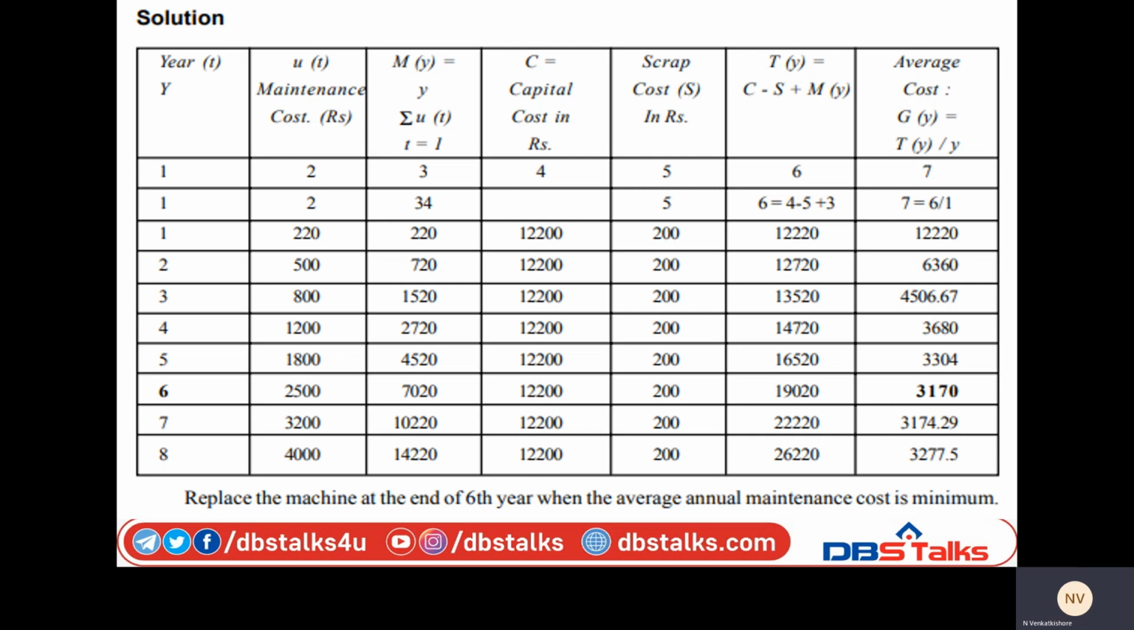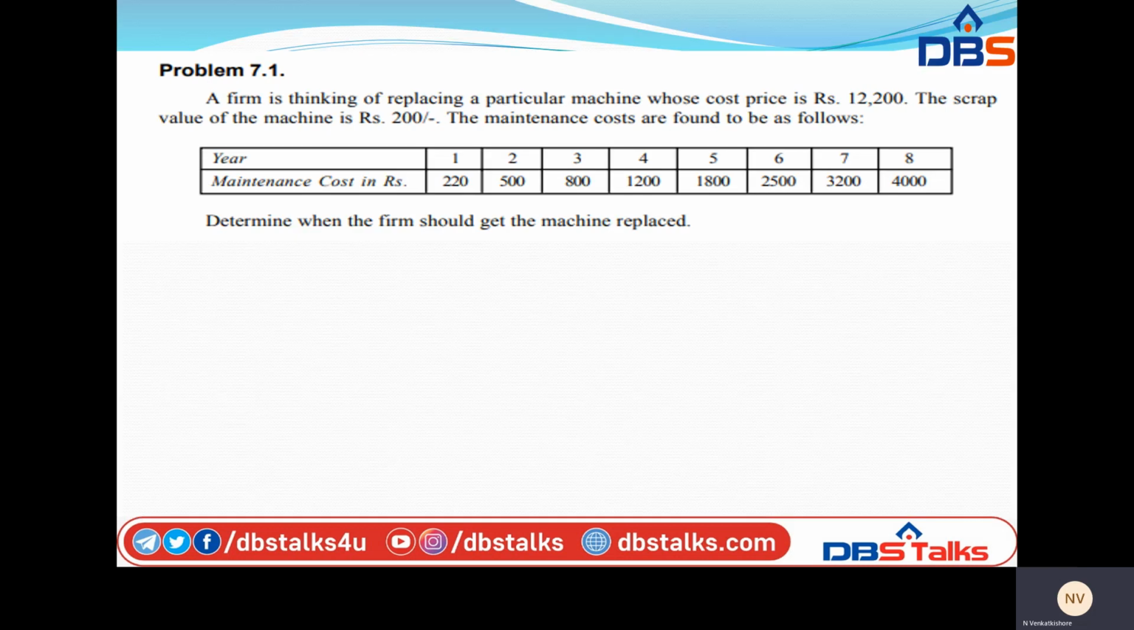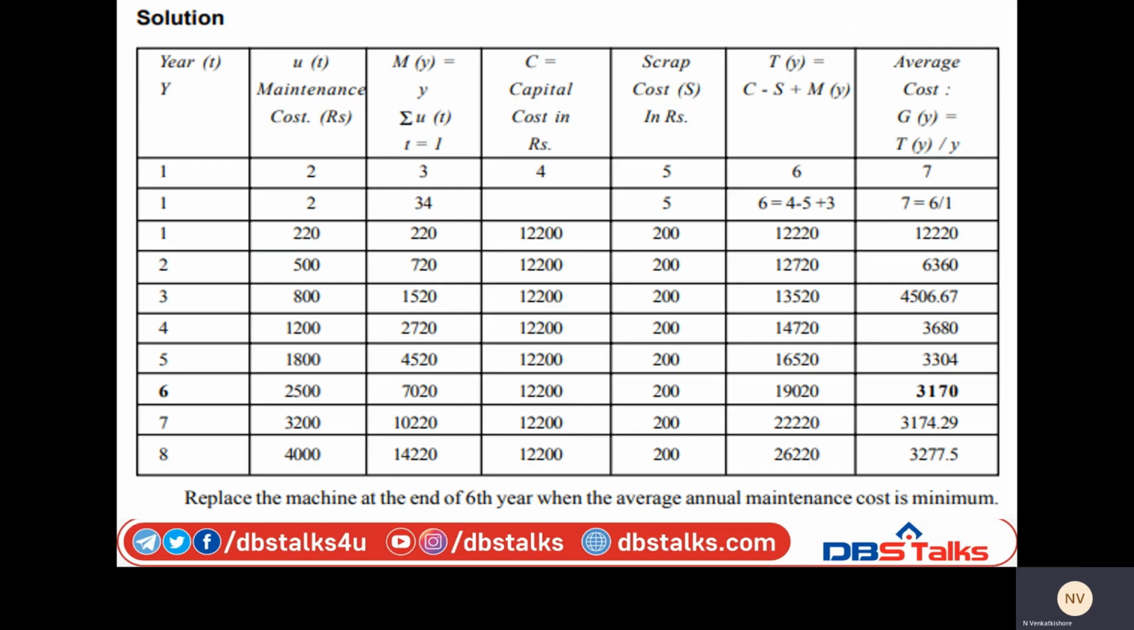So if you see the numbering: year is number one, maintenance number two, cumulative of maintenance number three, capital cost four, scrap value five, total cost is six, average cost is seven. Like that we are indicating the numbers also. So firstly, what is the data available in the question? That is 1 to 8 years, and the maintenance cost is 220 up to 4,000. So write it in a table. Years we write as 1, 2, 3 up to 8. Maintenance cost 220 to 4,000.